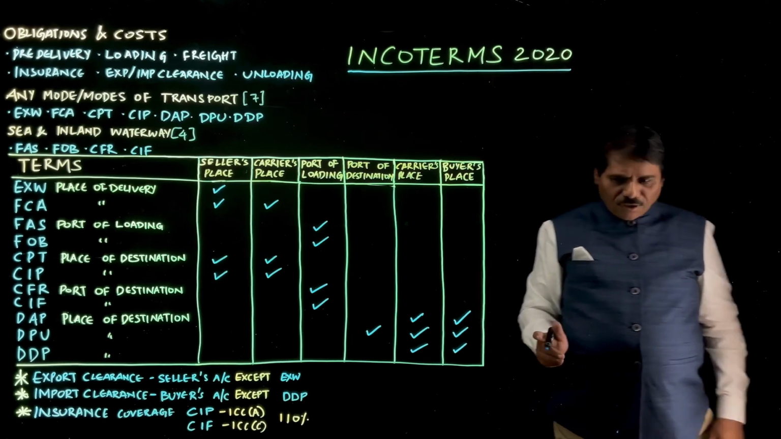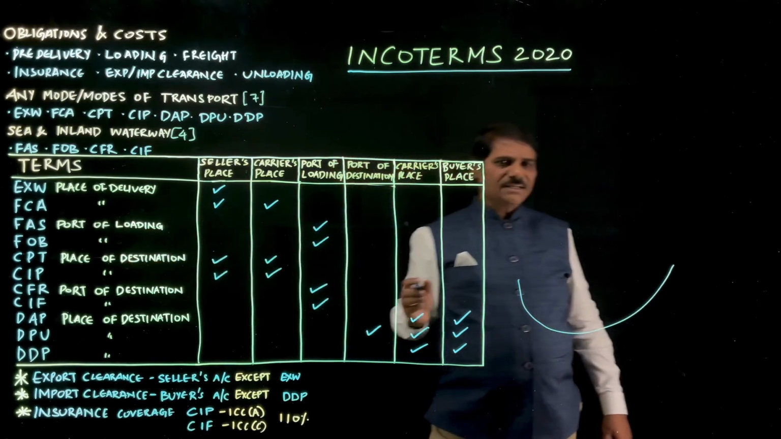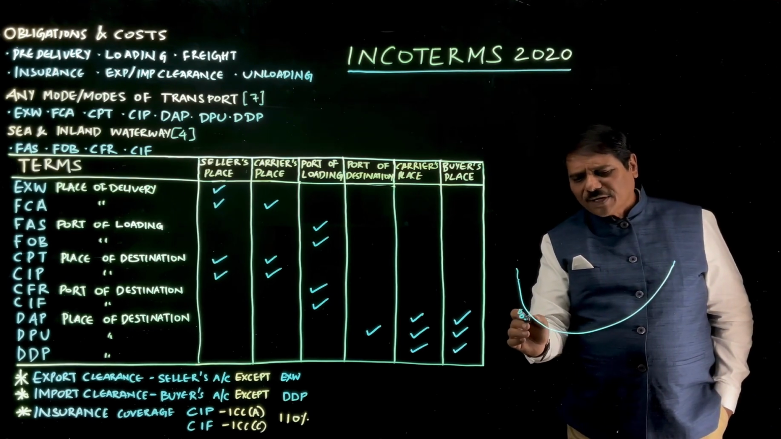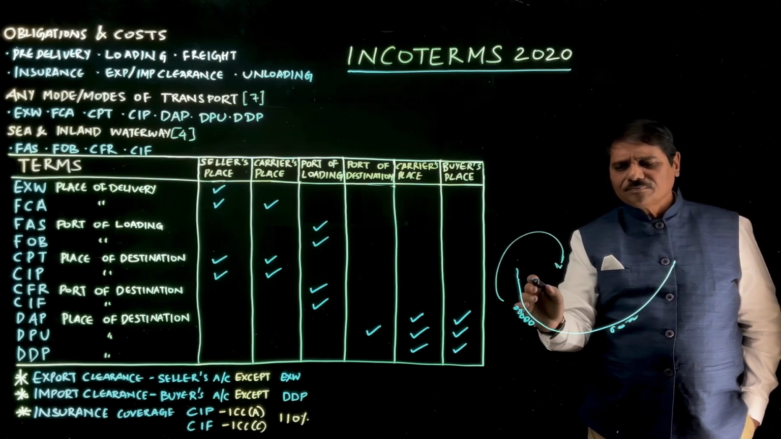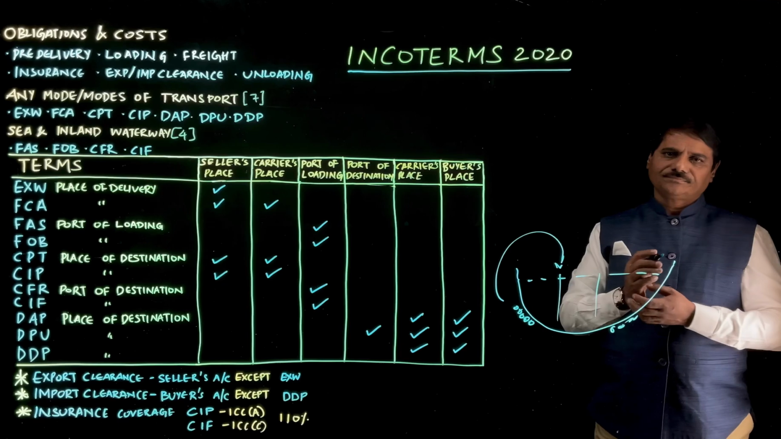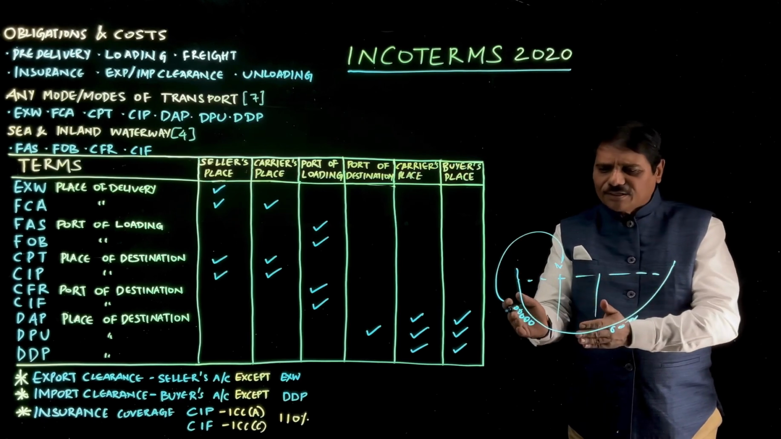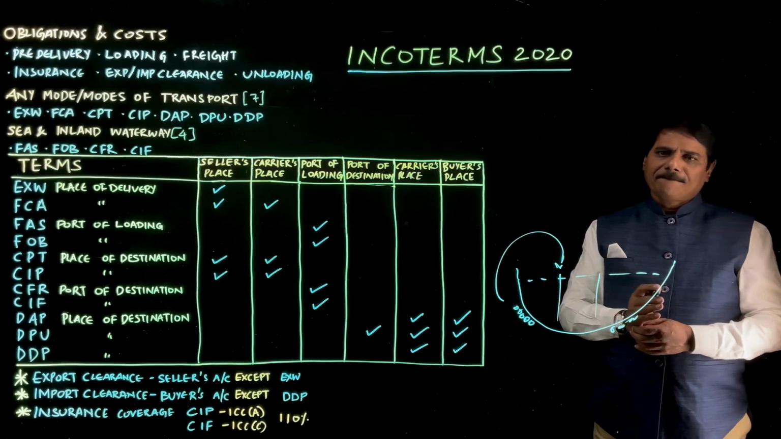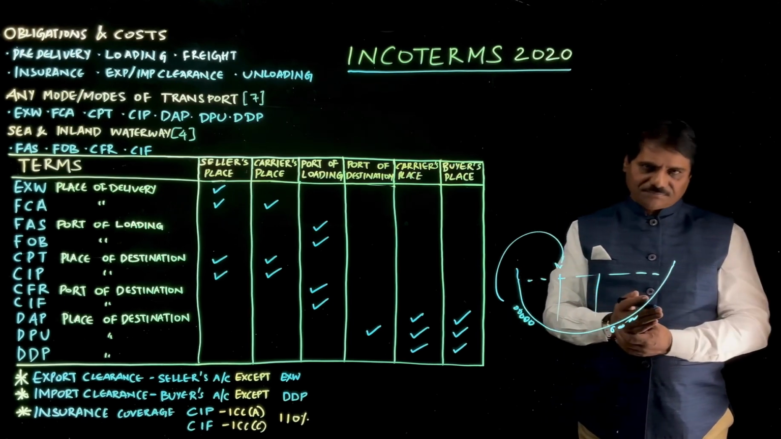Okay, so now you may be thinking why there are two terms existing like FAS and FOB. When the seller is carrying the goods up to this place alongside the ship, then why does he not load the goods on board the ship? Why are there two terms, FAS and FOB? When the seller is carrying the goods up to this place and can load the goods on board the ship, then what is the need for FAS, free alongside the ship?